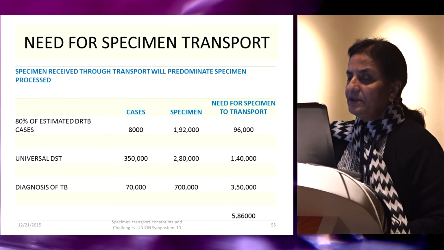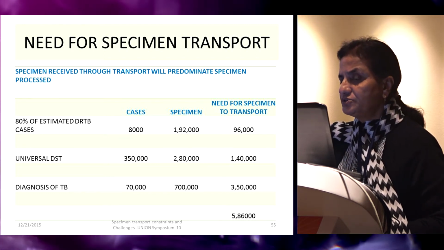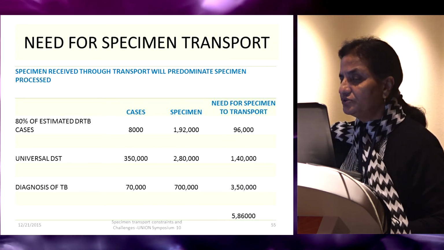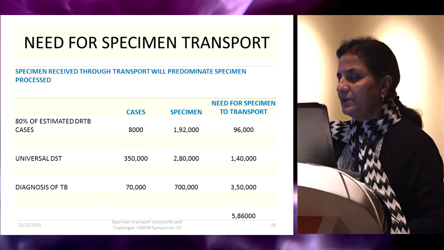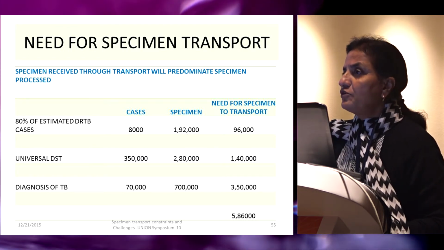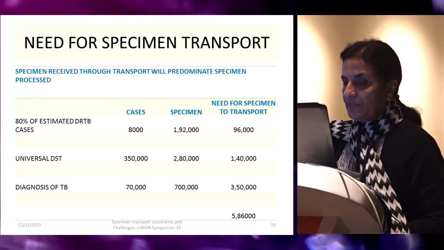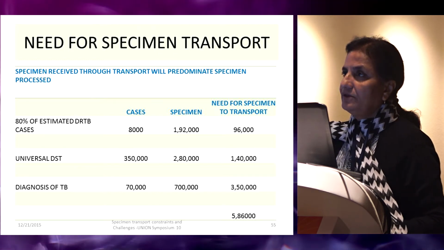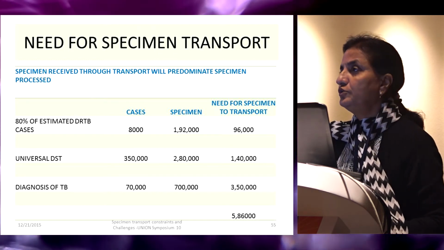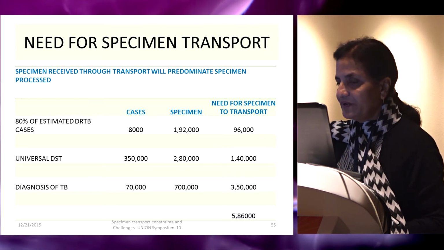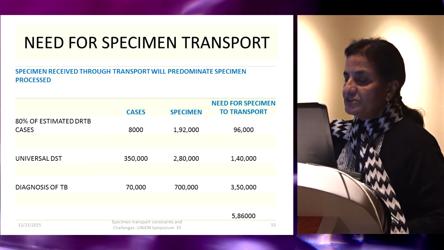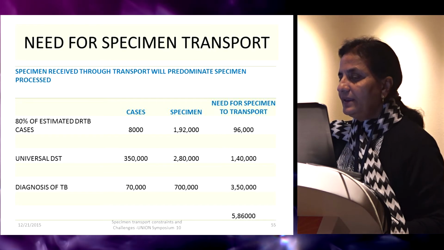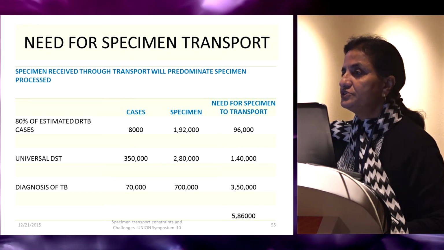Similarly, for universal DST, around 350,000 cases are notified. If we exclude the extrapulmonary and only think of 280,000 pulmonary TB cases, then also half of these would require transportation for testing. Then, our bacteriologically positive cases are 50% at the moment, and 50% are clinically diagnosed. If we want to improve, then we have to test more suspects, and for every case diagnosed, we would have to test 10 suspects. Again, this would add to the number of specimens which need to be transported.